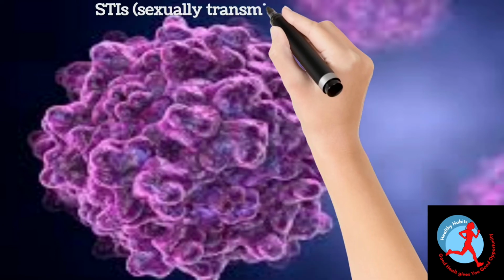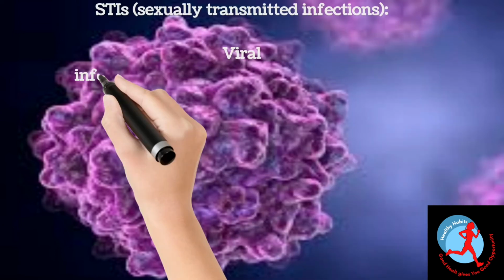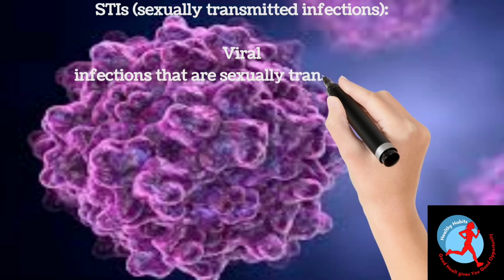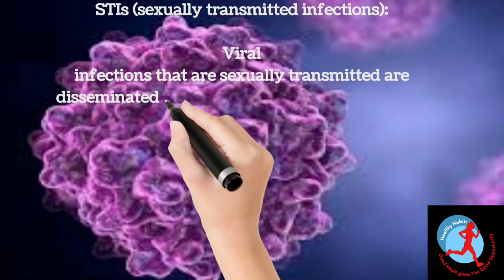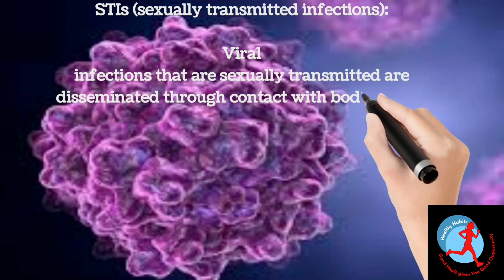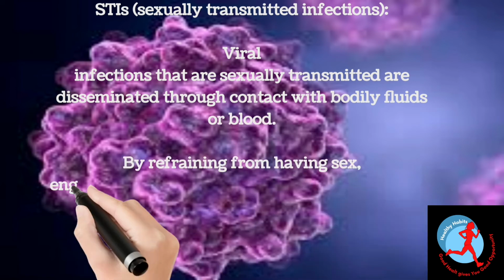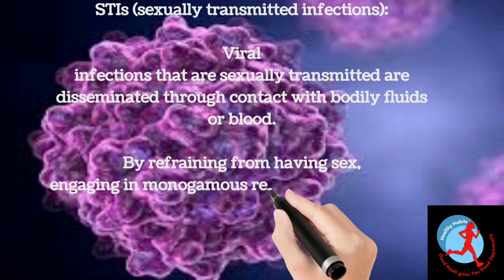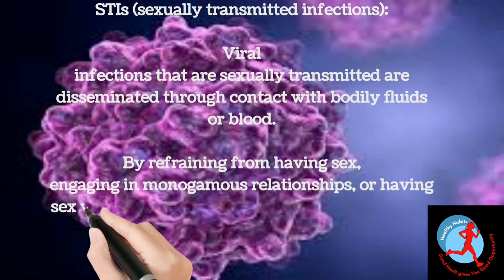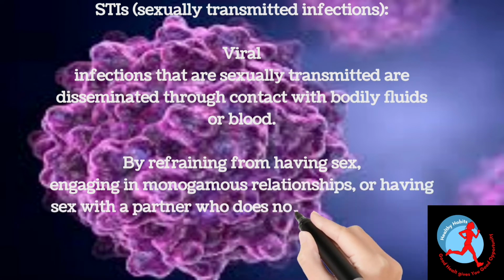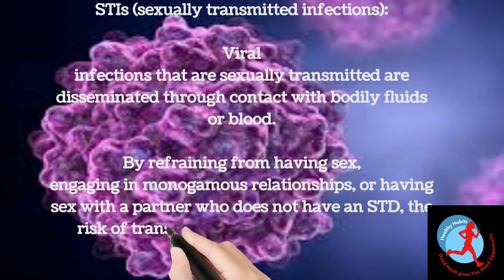STIs, sexually transmitted infections, are viral infections that are sexually transmitted or disseminated through contact with bodily fluids or blood. By refraining from having sex, engaging in monogamous relationships, or having sex with a partner who does not have an STD, the risk of transferring these infections can be decreased.